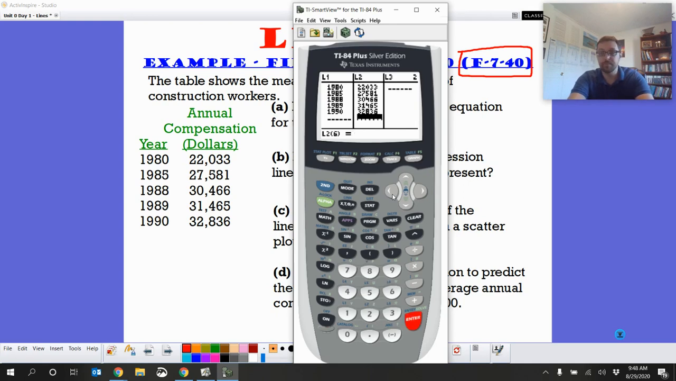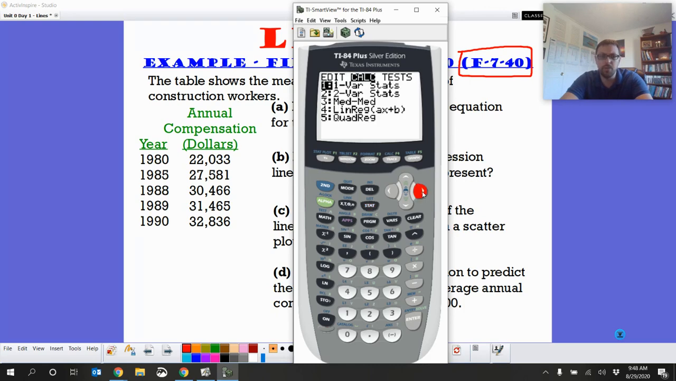Good. Got that typed all in. So now I'm ready to actually find the linear regression line. It is in, I believe, stat. And then we're going to go over to calc. And we want the linear regression right here. So again, where I went was stat, then over to calc. And then we're going to choose linear regression. And I'm going to hit enter.